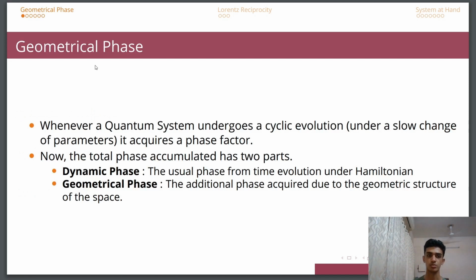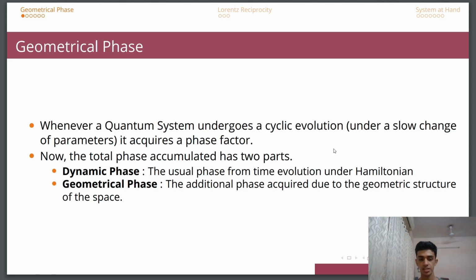So firstly, what geometrical phase is. As you might all know, under the evolution via Schrödinger equation, our state gets a phase factor, which is the exponential of minus i over h-bar integral H dt. This is usually known as the dynamic phase under time evolution from the Hamiltonian.